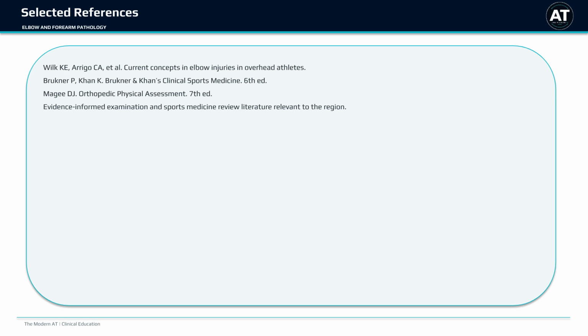These references support the anatomy, examination principles, throwing-related elbow concepts, tendon loading strategies, and sports medicine reasoning used in this lecture. Use them to review UCL injury, lateral and medial epicondylalgia, ulnar nerve symptoms, posterior elbow conditions, fracture screening, and return to sport planning. A strong elbow evaluation combines careful history, location-based differential diagnosis, focused examination, red flag screening, and evidence-informed management. That approach helps you move from memorized diagnoses to safer clinical decisions.